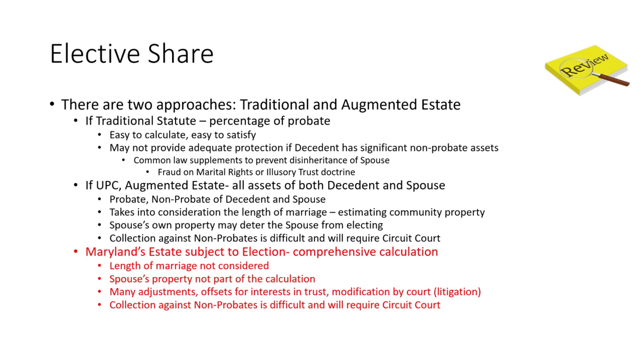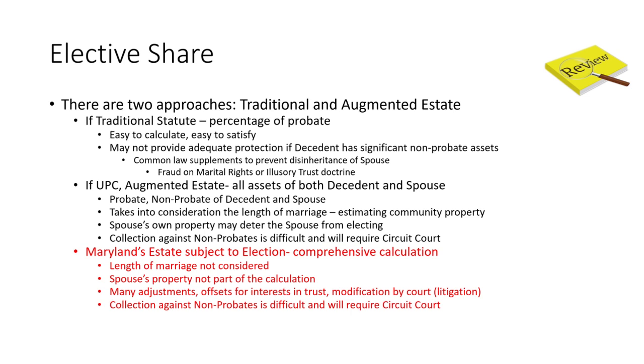calculating the elective share. Many years ago, starting in 1969, the UPC recognized that the traditional method was no longer adequate because it failed to take into consideration non-probate assets. Therefore, it expanded its calculation of the elective share, has made several adjustments to the initial statute, but currently includes both probate and non-probate of both the decedent and the spouse, takes into consideration the length of marriage by calculating the marital portion of that pot, uniquely takes into consideration the spouse's own property, and keeping in mind, once you move things outside the probate arena, collection becomes difficult.